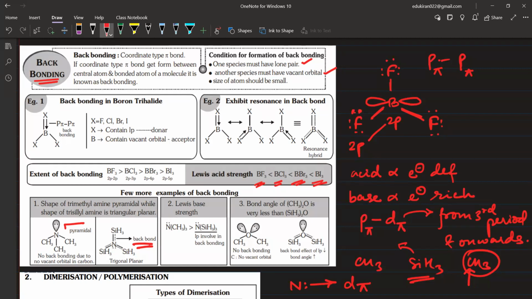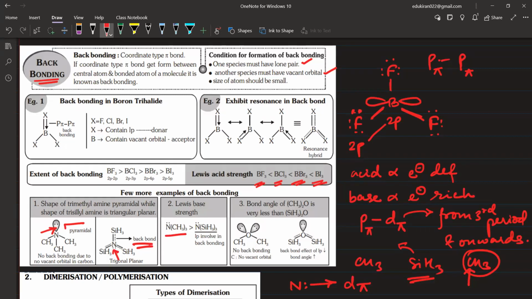It will become trigonal planar. The next consequence is that if there is no back bonding, then the lone pair of nitrogen is available. Lone pair of nitrogen is what? It is localized. It is available. It can act as a base. But the lone pair of electrons of trisilylamine is not available because it is taking part in the bond formation. That is why it cannot act as a base.